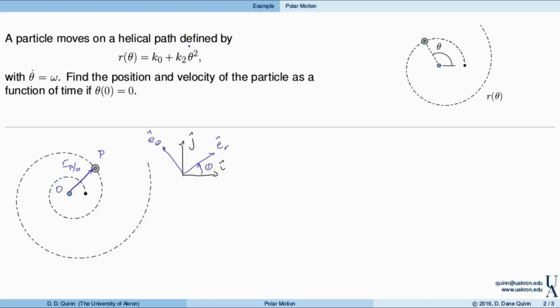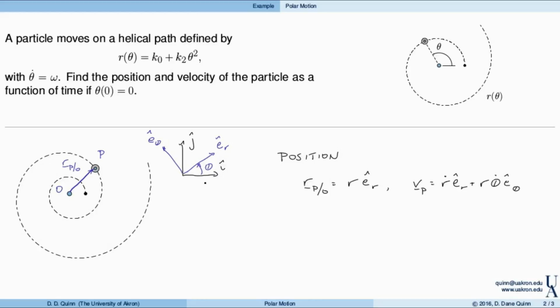So here, the position is given in terms of the ER direction. The position r of P with respect to O is r, again this radius, which depends on the angle, in the ER direction. In addition, because we're using polar coordinates, we can immediately write down the velocity in terms of r and theta: the velocity of P is r dot, how the radius changes in time, in the ER direction, plus r theta dot in the E theta direction.